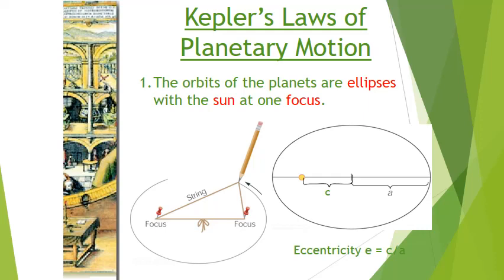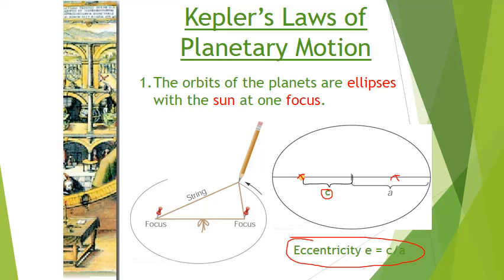So the eccentricity of an ellipse is defined in terms of the distance from the center to one of the foci, because there's a focus of an ellipse in two positions. The distance from the center of the ellipse to a focus is what's called C. And the distance from the center of the ellipse to the farthest point of the ellipse is what's called the semi-major axis, A.